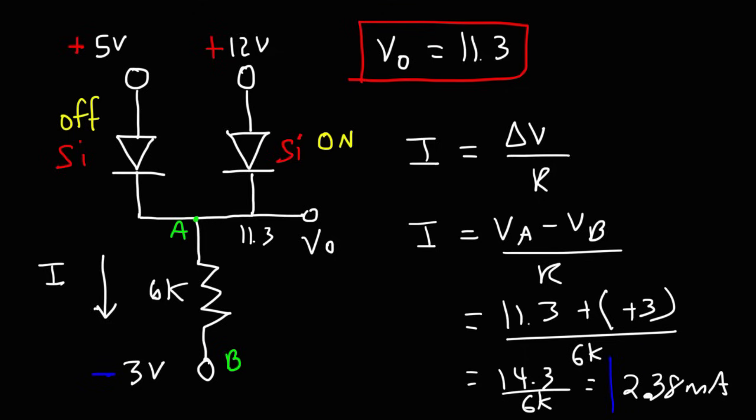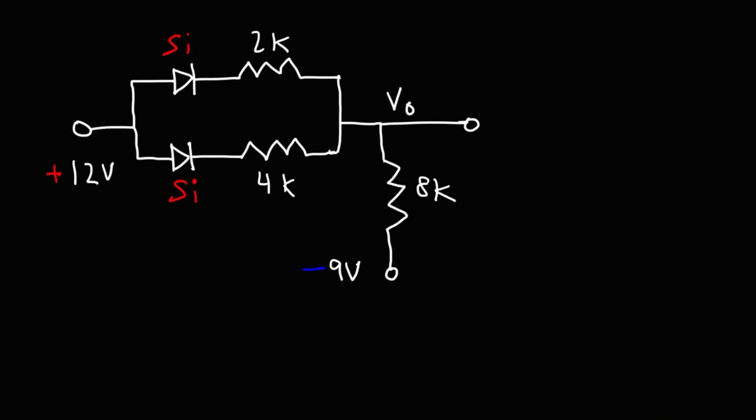So that is the current flowing through the resistor. And because this diode is off, the current flowing through this diode, all of it will be 2.38 milliamps. So that's it for this problem.